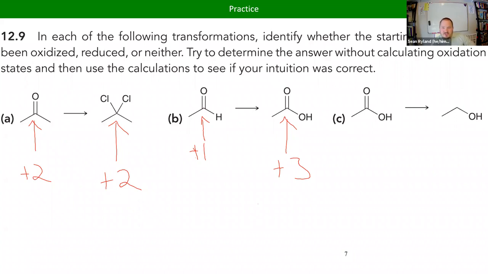Exactly. OIL RIG. Oxidation is loss. Or LEO the lion says GER, right? Lose electrons is oxidation. Those still apply, but when we're in biochem or in organic chemistry, rather than talking about actually losing electrons, everything still has a full valence. And we're not just looking specifically at something that was a zero charge before. It's not just as easy as looking at metals, right? So we have to do this oxidation state or count carbon-oxygen bonds before and after.